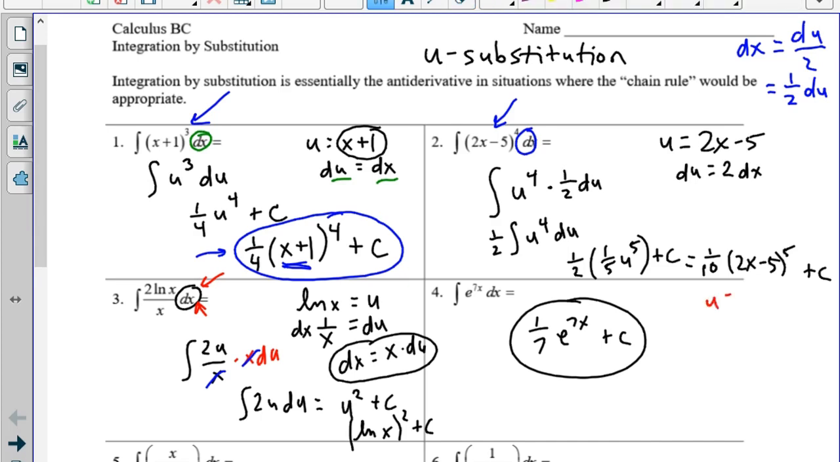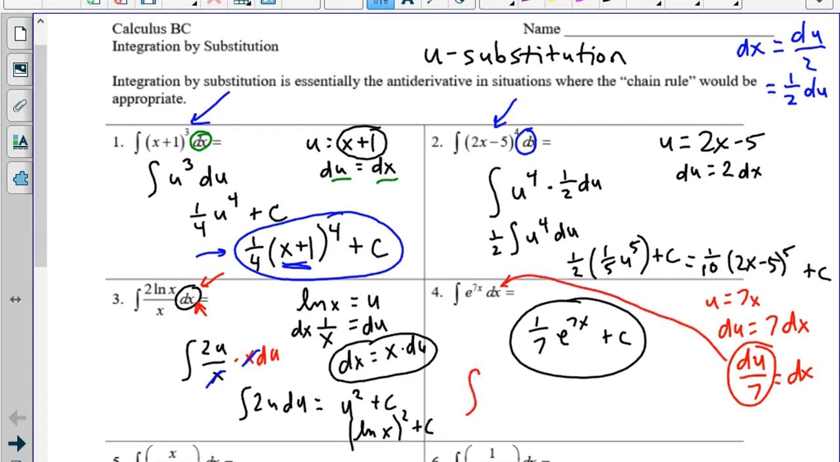So if I make u equal to 7x, du equals 7 dx. So if I replace dx, notice that du over 7 equals dx. So I take that, I replace dx, and 7x replaces u. So if I had the integral of e to the u times 1 over 7 du, I would have this 1/7 on the outside. And of course, the integral of e to the u is e to the u. So it ends up being 1/7 e to the u, which then I replace the u with 7x.